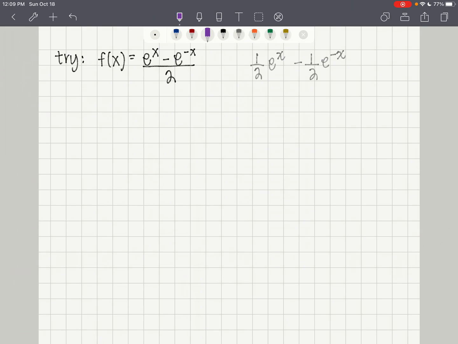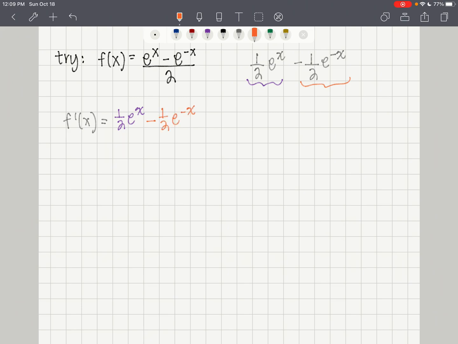Let's use some purple and orange colors. Now I'm going to find the derivative of each term. So the derivative of the purple, f prime of x, that derivative of the purple is going to be 1/2 e to the x, because the derivative of e to the x is e to the x. And then we're going to have minus 1/2 e to the negative x, right?